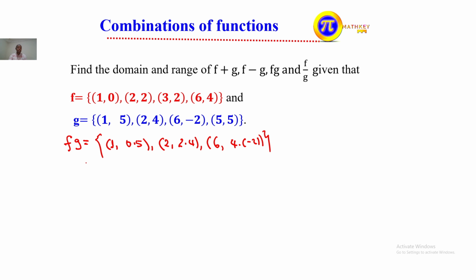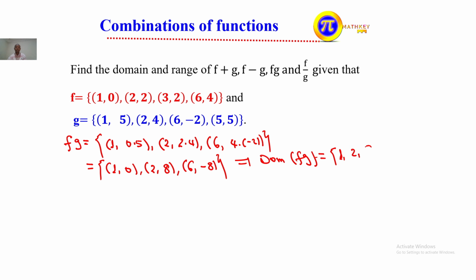Then this is equal to: for 1, 0 times 5 that is 0. You have 2 times 4 that is 8. And when you come to 6, 4 times negative 2 that is negative 8. This implies, what is the domain? As we did before, the domain of their product is 1, 2 and 6. And the range of their product f times g is equal to what we have? Negative 8. We can put it in increasing order: negative 8, 0 and 8.